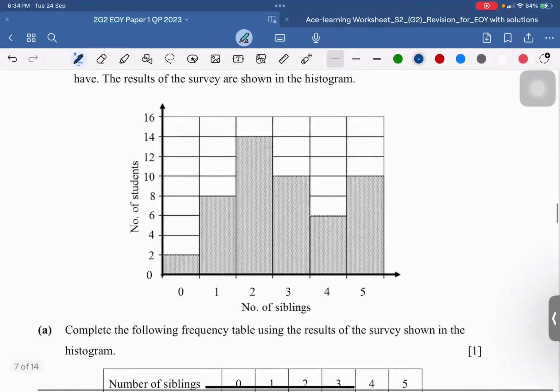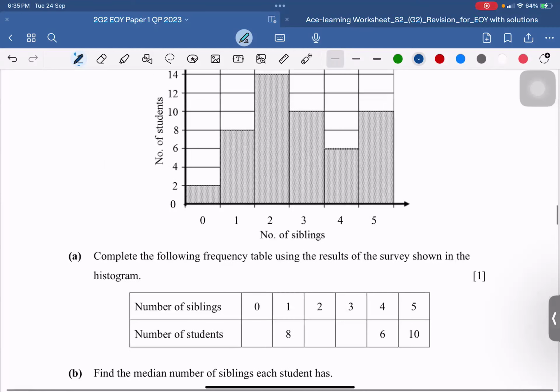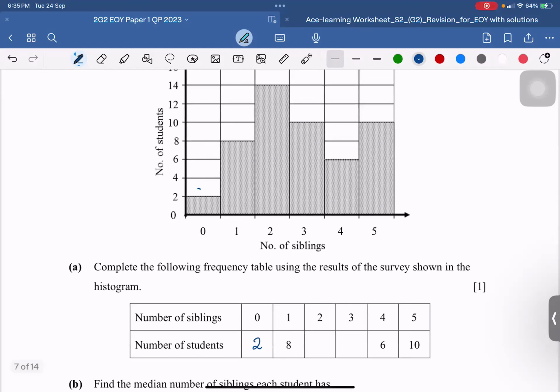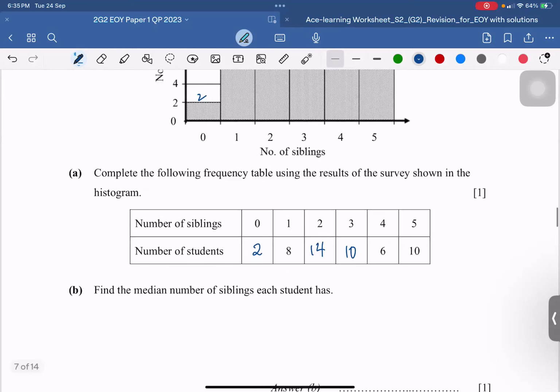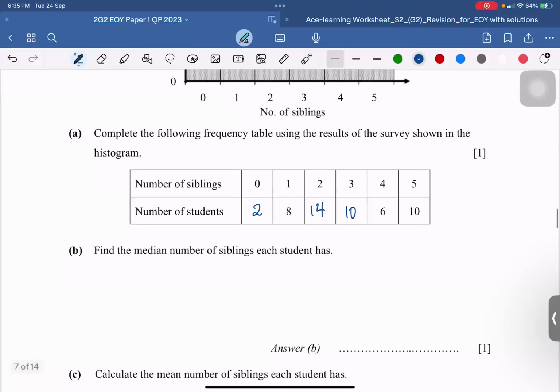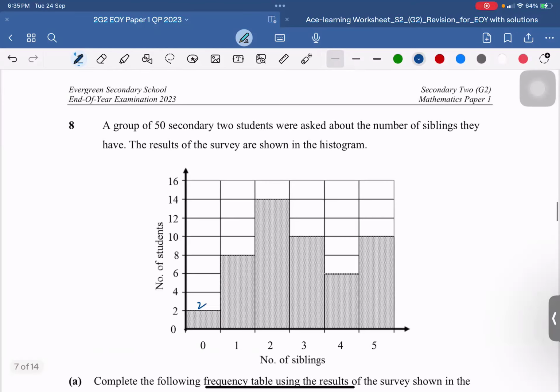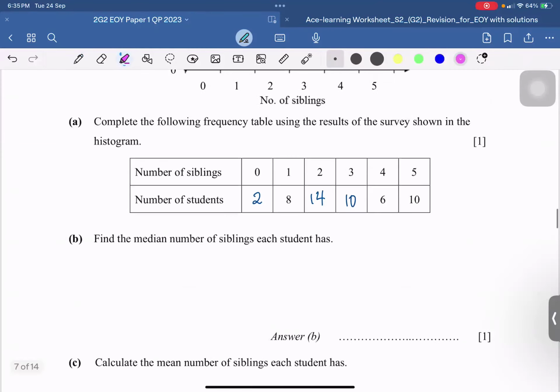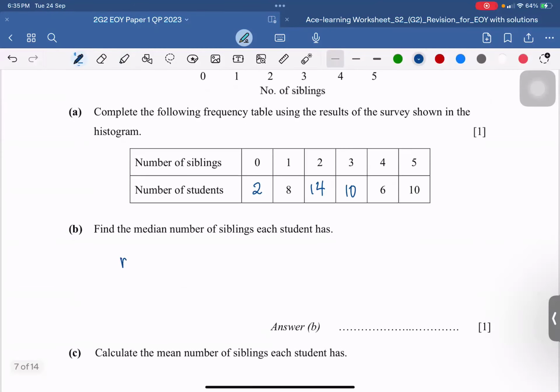Quick, I must focus. Got a lot of questions I haven't done. Quick, the next one, number of students. So for 0, how many students fill in the table? 0 has 2, 4, 2, 10, 2, 8, 14. Then what is the next one? 10. Correct. Find the median. The middle number. Median is the number in the middle. There are how many people? 50. 50 plus 1 divided by 2 equals 25.5.